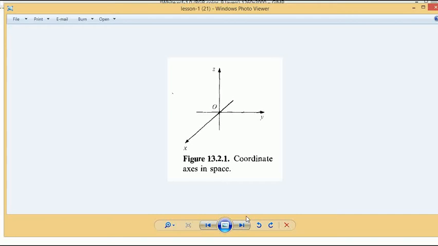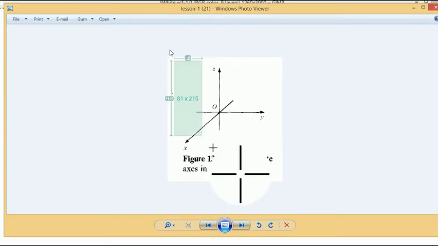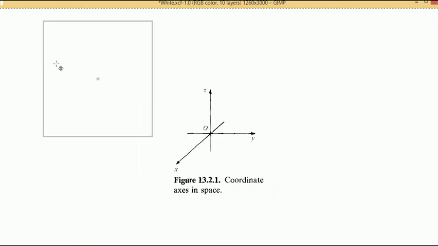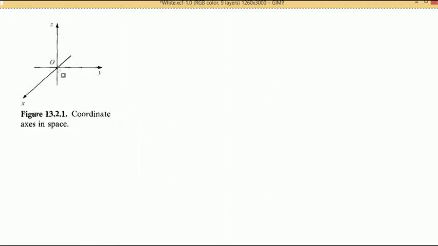Next section is thinking about the vectors in three-dimensional space. And this is a standard way of sketching the three-dimensional space, especially, pay attention to how it's labeled. Right, this could be the corner of this room down there, right?